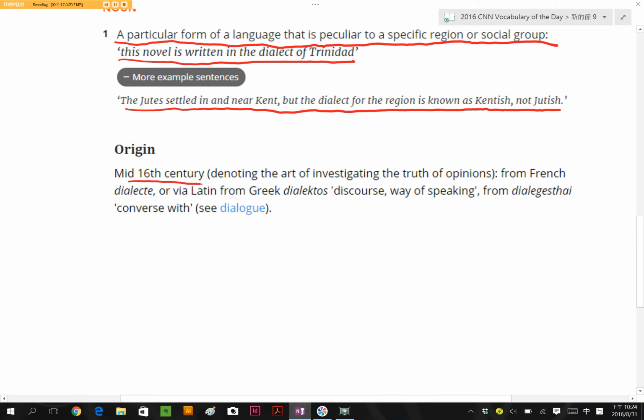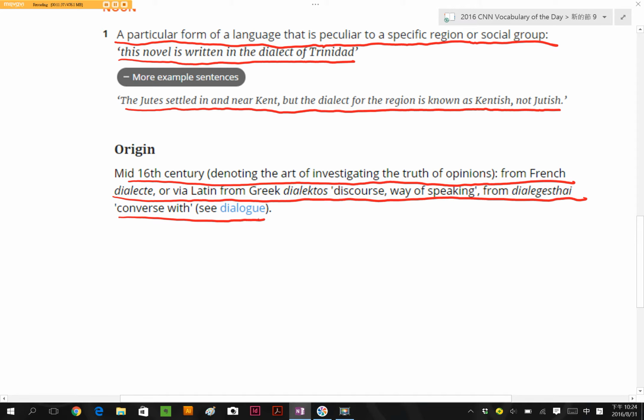Origin: mid-16th century, denoting the art of investigating the truth of opinion, from French dialecte, from Latin, from Greek dialektos, "discourse, way of speaking," from dialegesthai, "converse with." See dialogue.